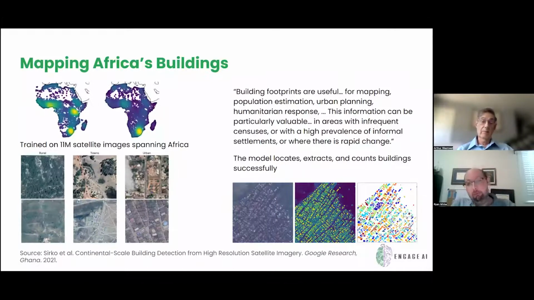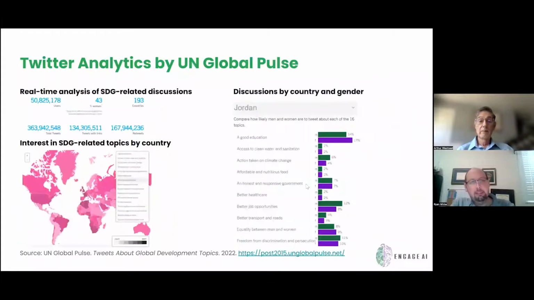And it performs most likely better than humans. I don't think there's a real comparison here, but they found that it was very effective.